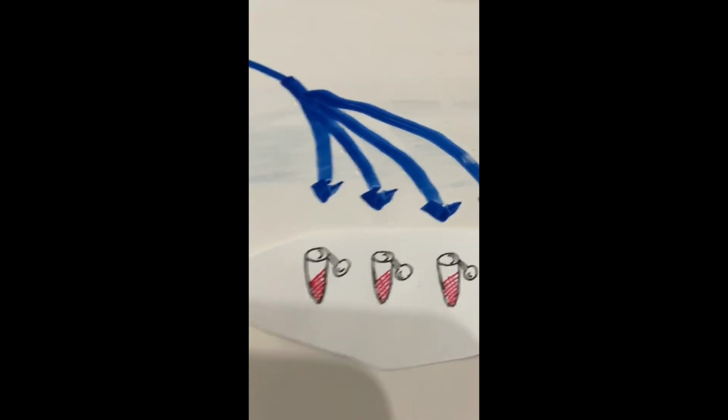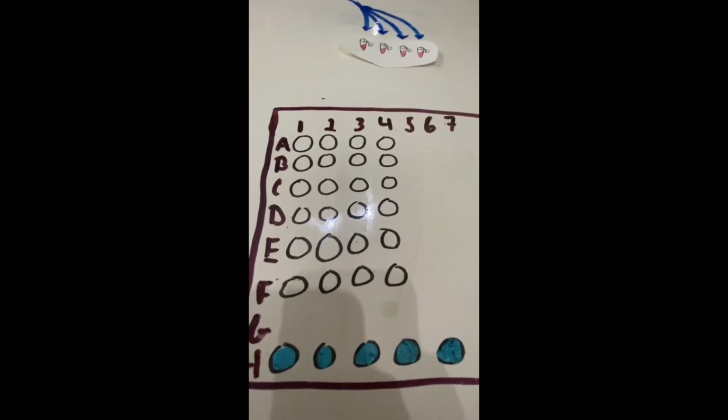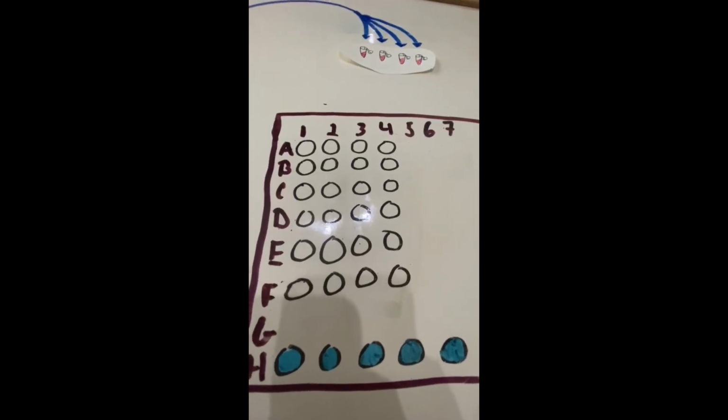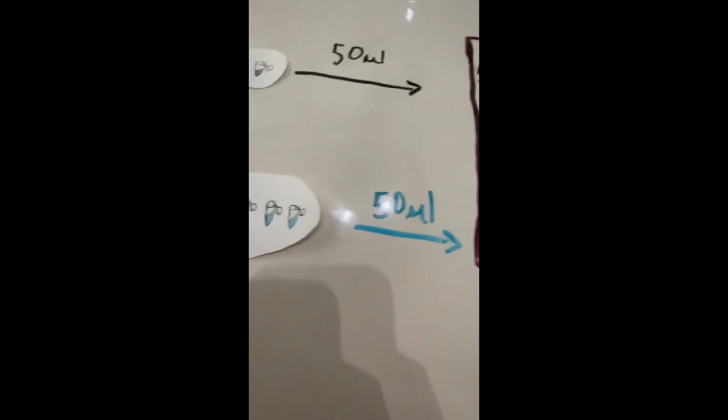From there, what we're going to do is use our stop solution, and we're going to transfer 50 microliters of our stop solution into the wells that we're going to be using on our 96 well plate. These wells are going to be represented using black circles. And last but not least, we are going to use our PN standards, our 5 test tubes of PN standards, and we're going to transfer 50 microliters into each of the bottom wells in row H.